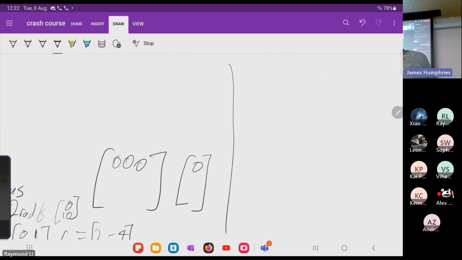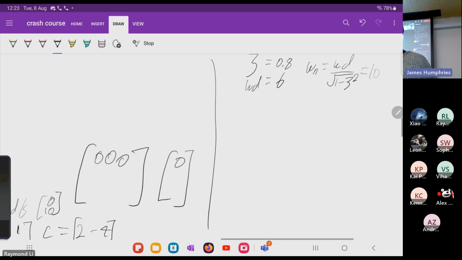So we know that we have the values for zeta equal to 0.8 and omega d equal to 6. So omega n is equal to omega d over the square root of 1 minus zeta squared. I believe you get a formula sheet. Yeah, so my guess is that'll be on the formula sheet. I don't know for certain, but that'd be my guess. Okay, so then omega n here is equal to 10, when you plug it all in.